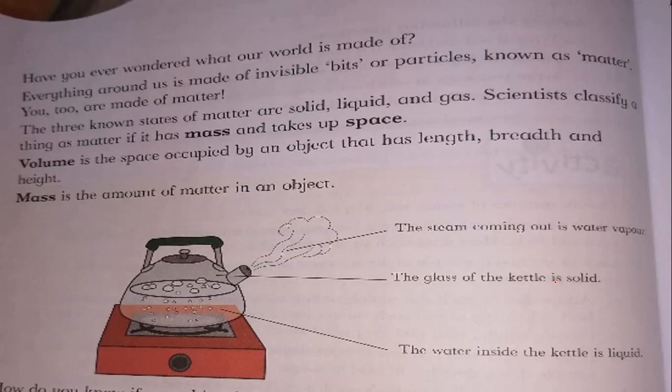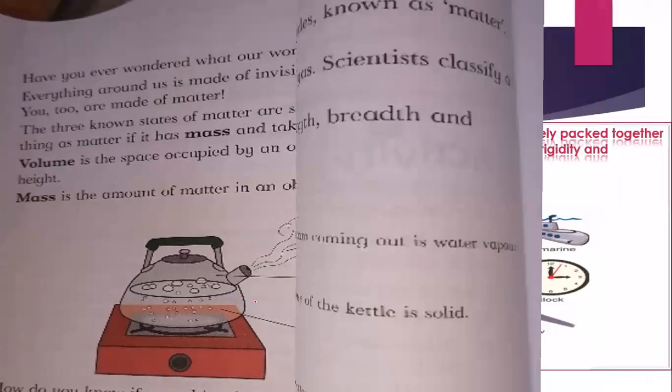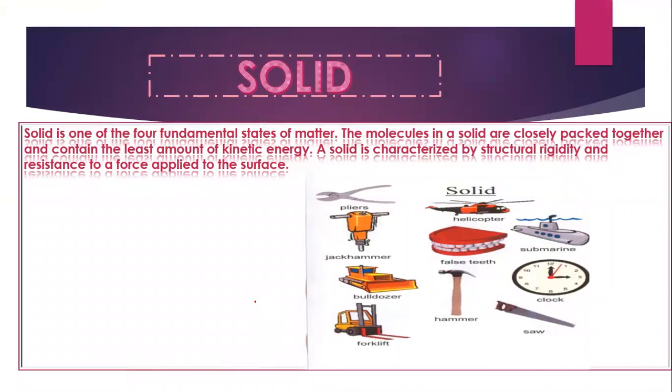Scientists classify a thing as matter if it has mass and takes up space. Volume is the space occupied by an object that has length, breadth, and height. Mass is the amount of matter in an object. How do you know if something is solid, liquid, or a gas? Now we will discuss solids.